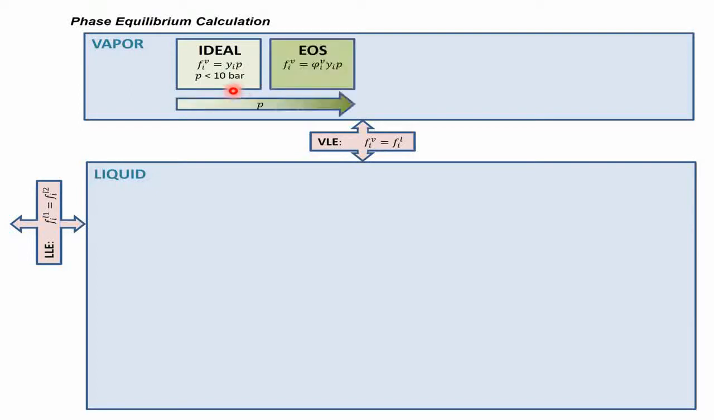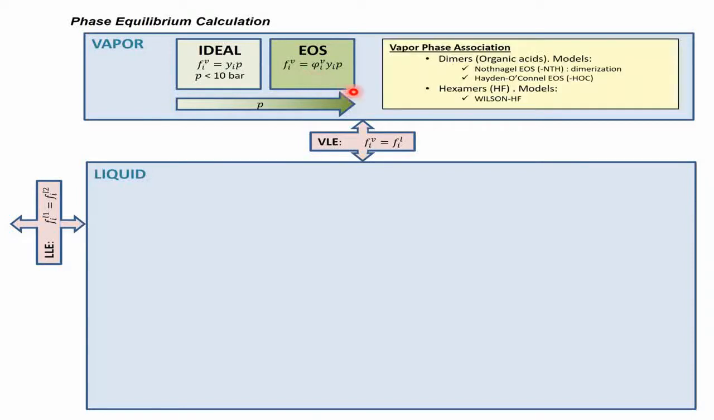However, when pressure increases, the distance between molecules reduces because of an increase in density, and the interaction between molecules starts to be important. In this case, the ideal behavior is not good to represent the behavior of the phase, and we need to introduce an equation of state. The equations of state introduce a correction coefficient, which is called fugacity coefficient. There are several available models for equations of state.